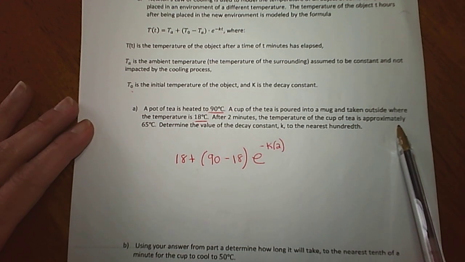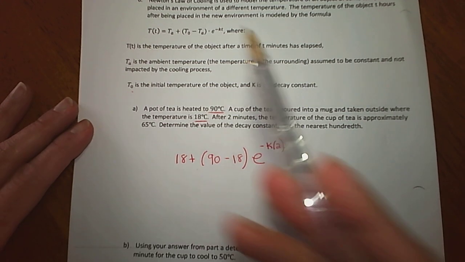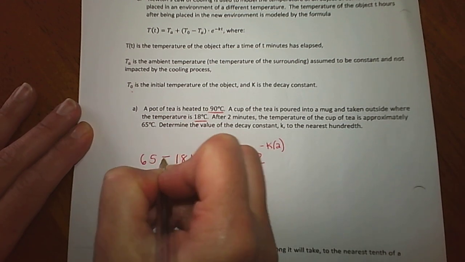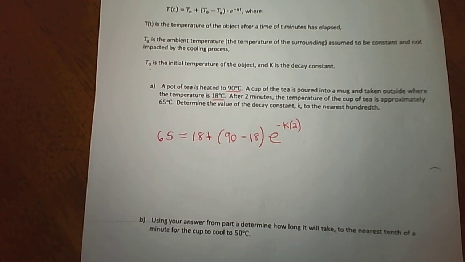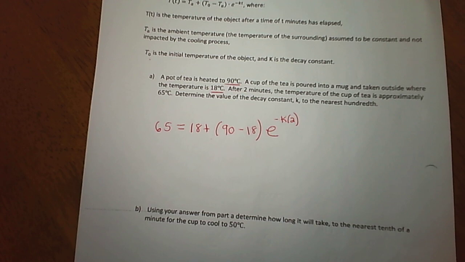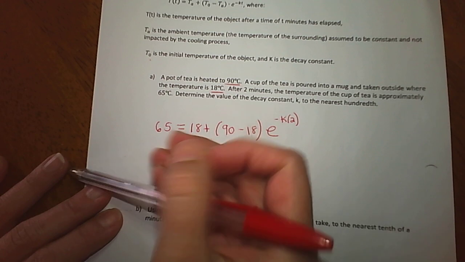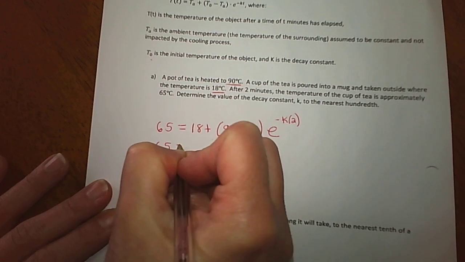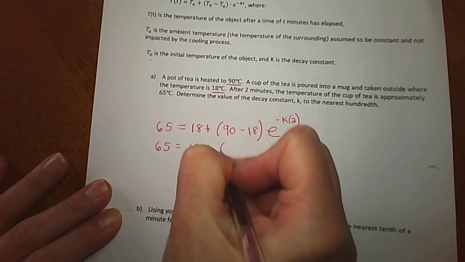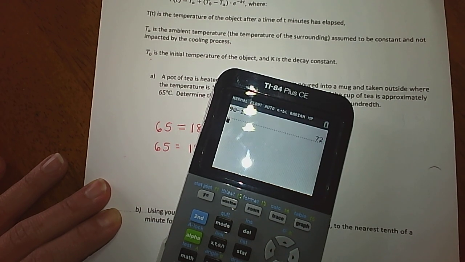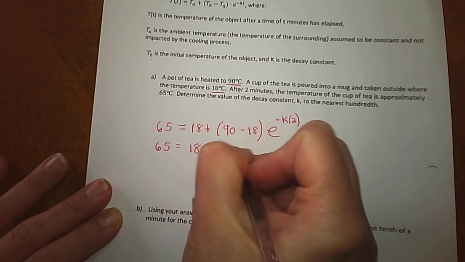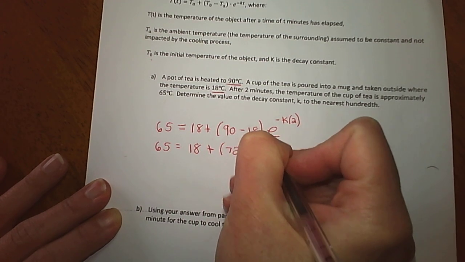How long will it take for it to be 65 degrees? That's the answer. So I'm going to do 65 equals. All right. What I want to do now is solve this and figure out what K is. What would I have to do first? I'm probably thinking, hey, let's subtract these. So that gives me 65 equals 18 plus 90 minus 18, right? 72. I'm trying to clean this up a little bit. This would be -2K there.